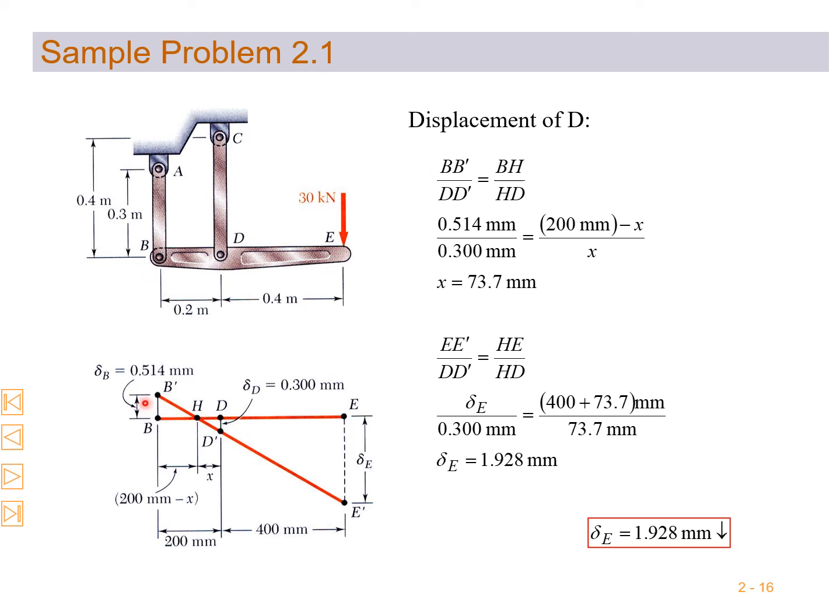B dash divided by D dash equal to BH and HD. So we are taking this portion, this ratio, and then this ratio. This is 200 minus this, we do not know from where it comes. X root 73.7, E dash D dash by HE by HD. From there you will get delta E equal to 1.92 mm downwards.